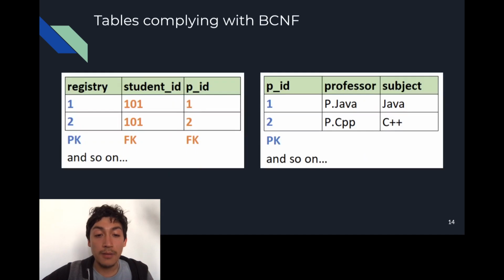To fix this, we divided the table. So let's check if the new tables satisfy the Boyce-Codd normal form. For the first table, registry is our primary key. Student and PID depend on the primary key, so this table satisfies the Boyce-Codd normal form. Now, for the second table, our primary key is PID. Professor and subject depend on PID, also subject depends on professor, but professor is a non-primary attribute and subject is a non-primary attribute, so there is no problem and the table satisfies the Boyce-Codd normal form.